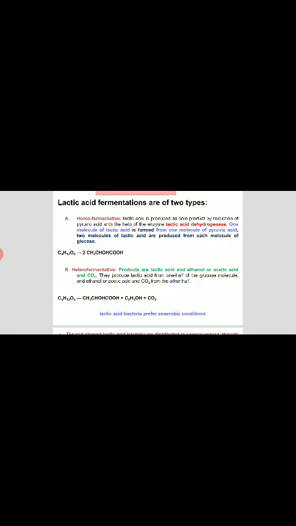Lactic acid fermentation is of two types. One is homofermentative and one is heterofermentative. In the homofermentative, lactic acid is the sole product, by reduction of pyruvic acid with the help of the enzyme lactate dehydrogenase. One molecule of lactic acid is formed from one molecule of pyruvic acid. In heterofermentative, the products are lactic acid and ethanol or acetic acid and carbon dioxide.